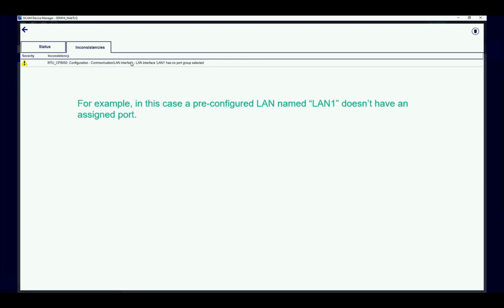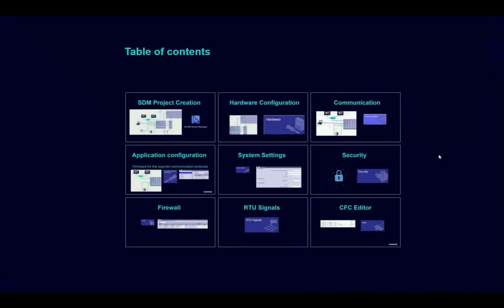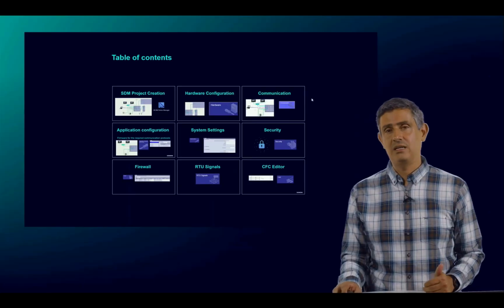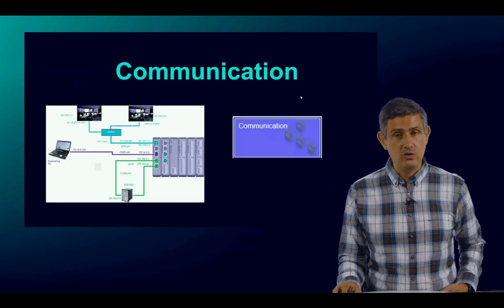It is telling me that there is a LAN 1 interface which has been left orphan of a physical port. Okay, so I'm aware of that. I go back. I must keep this in mind. And then I will go back. I'm ready with the hardware. And now I can proceed with the next part, which would be the configuration of the communication.